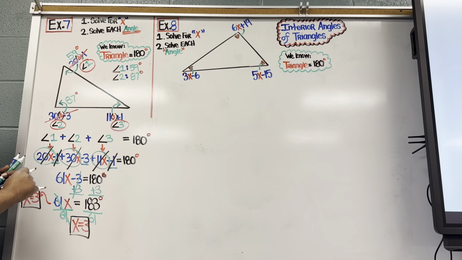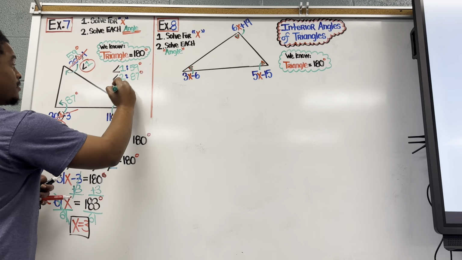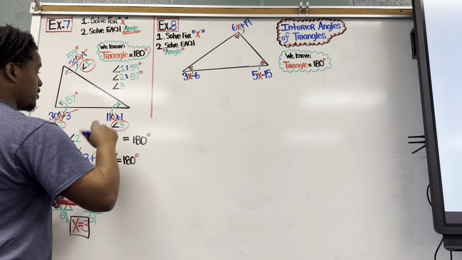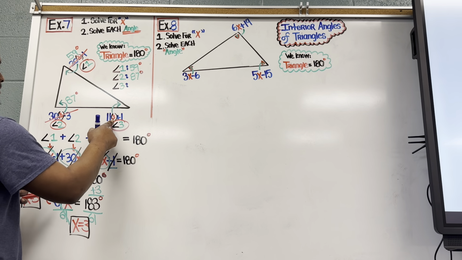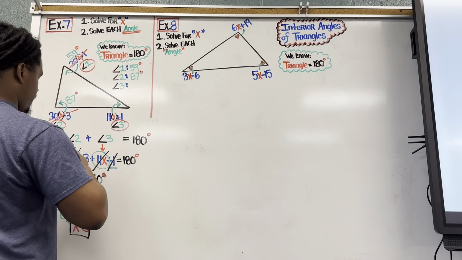And then last but not least, we have angle 3. Angle 3 is 11 times x, which is 3. So 11 times 3 is 33, and 33 plus 1 equals 34.